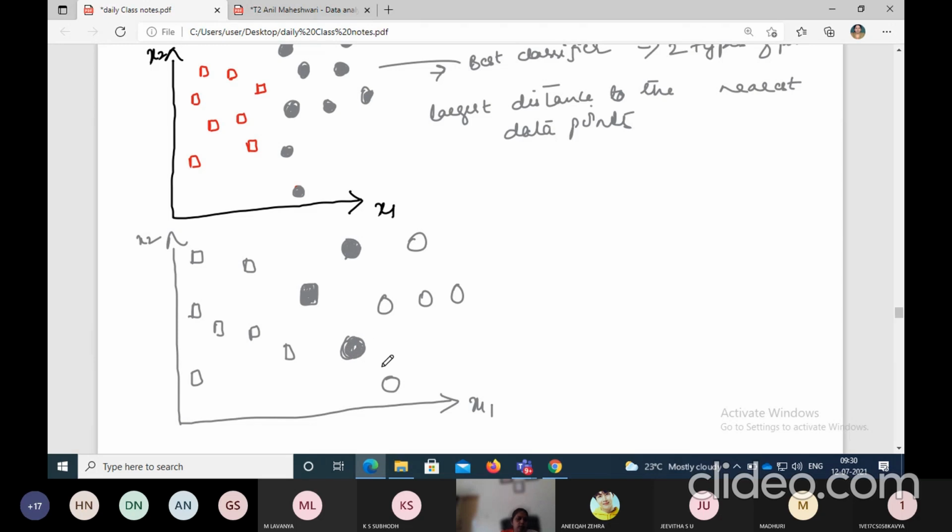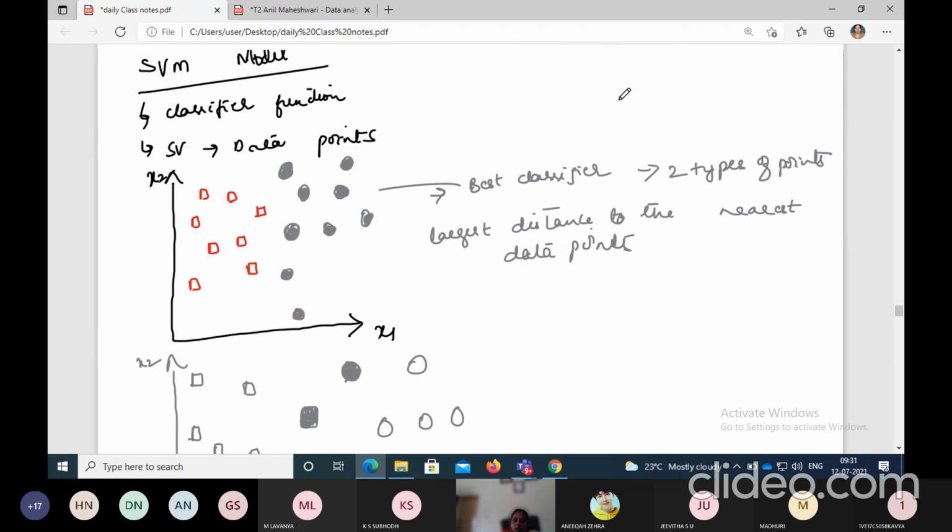What we are trying to do here is draw the hyperplanes. So how are we going to do that? Here we are looking for the largest distance to the nearest data points. In this classification we are trying to classify two classes, and the best hyperplane can be defined with the widest margin. So that is what we are trying to have as the hyperplanes to be drawn.